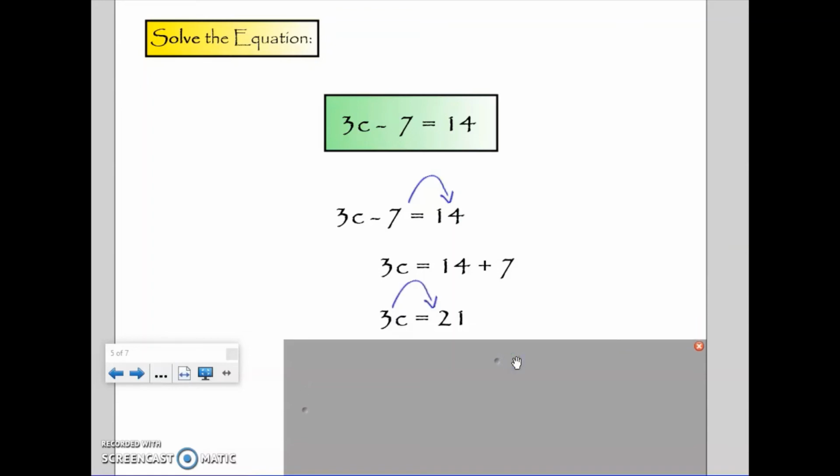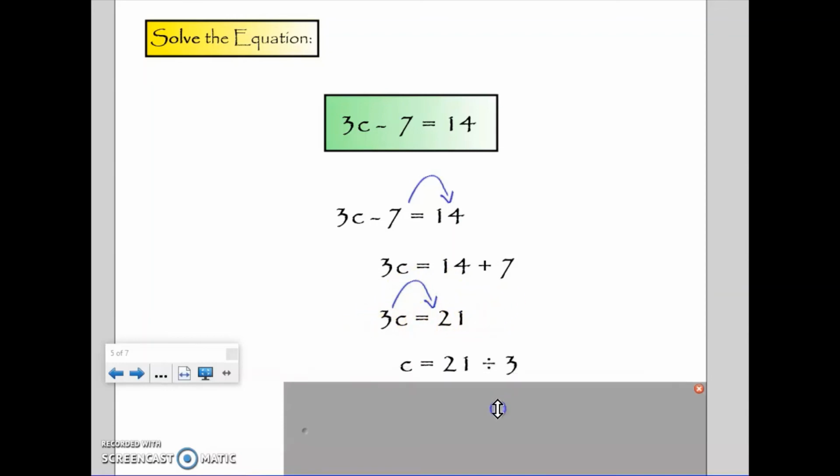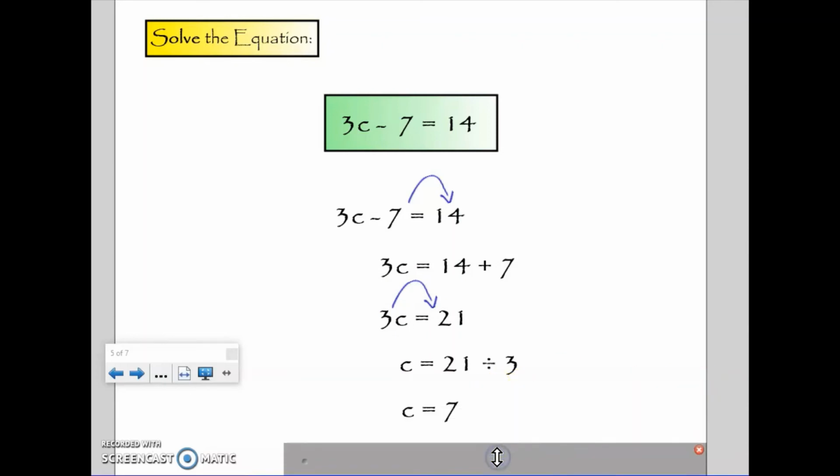So I now know that 3c's have the value of 21, but to solve an equation, I just want to know what 1c is worth. So I take this multiply by 3, move it onto this side so it becomes a divide. So I'm dividing each side of the equation by 3, telling me that the value of c is 7.